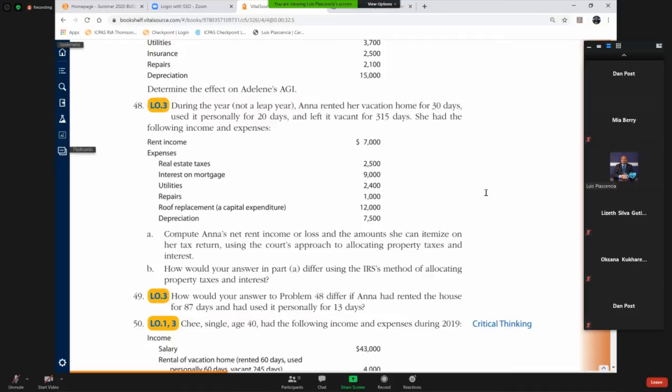What's left over? 7,500. What happened to this roof replacement? Section 263, you capitalize it, right? And depreciate it. I'm assuming that the $12,000 is included with this depreciation number. So the $12,000 is not deductible. It gets added to the cost of the depreciation as part of the depreciation. So we have to figure out using the IRS method and the Tax Court method. And then what you answer, yeah, it will change.